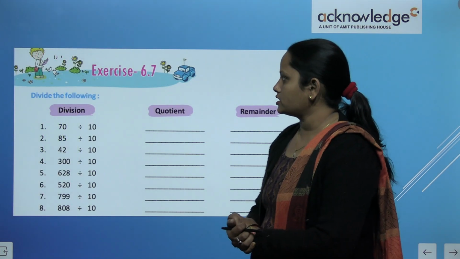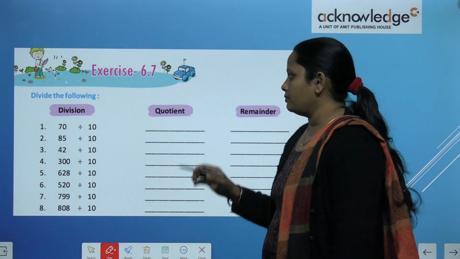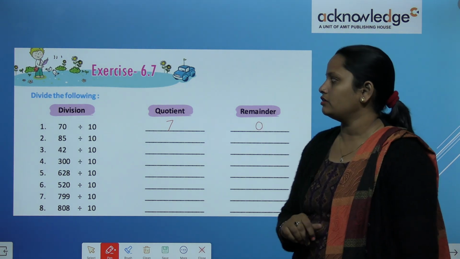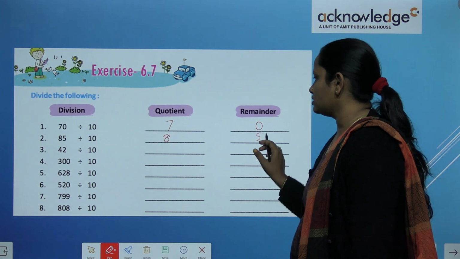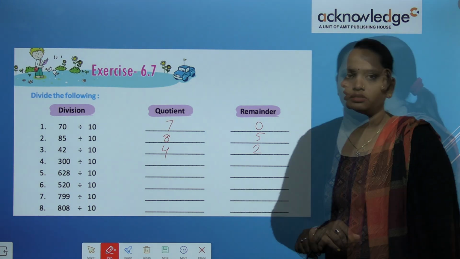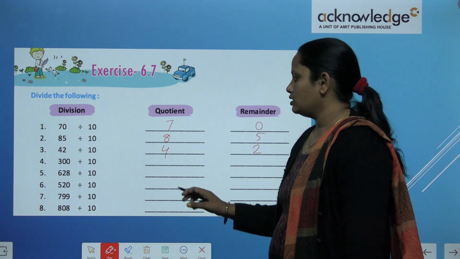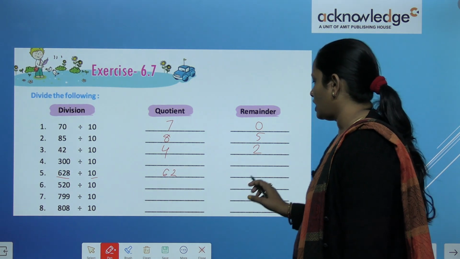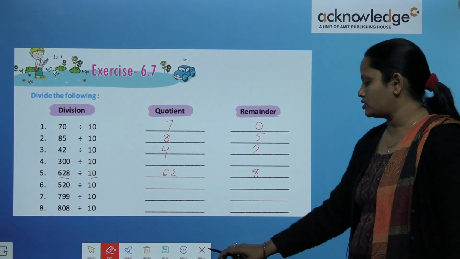Now children, let's do this exercise 6.7. So we have to divide 70 by 10. What will be the quotient? So here 7 is the quotient and 0 will be the remainder. Next 85 by 10, 8 will be the quotient and 5 will be the remainder. Similarly 42 में 4 will be the quotient and 2 will be the remainder. Next 628 divided by 10. So 62 will be the quotient and 8 will be the remainder. So children, like this you have to complete the rest of the questions that are given here.